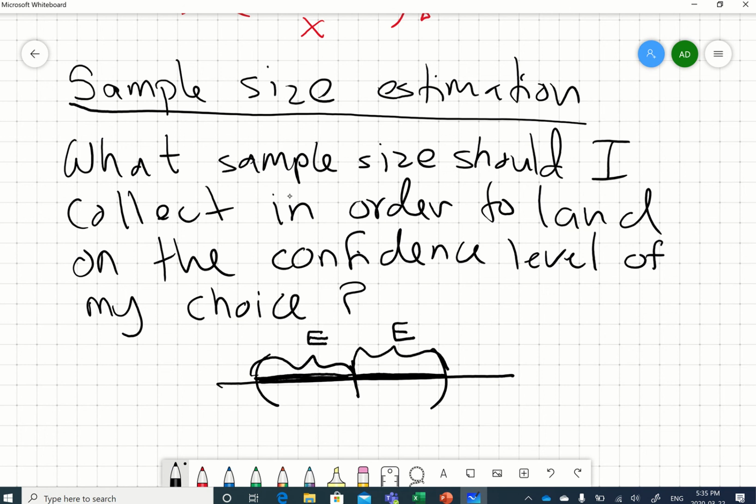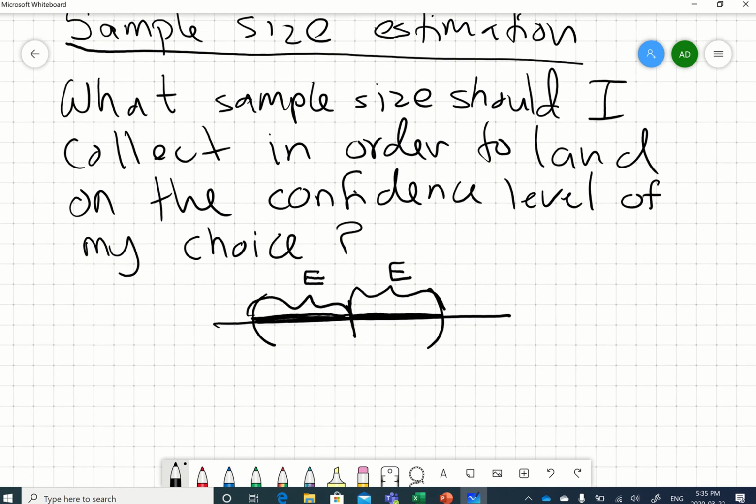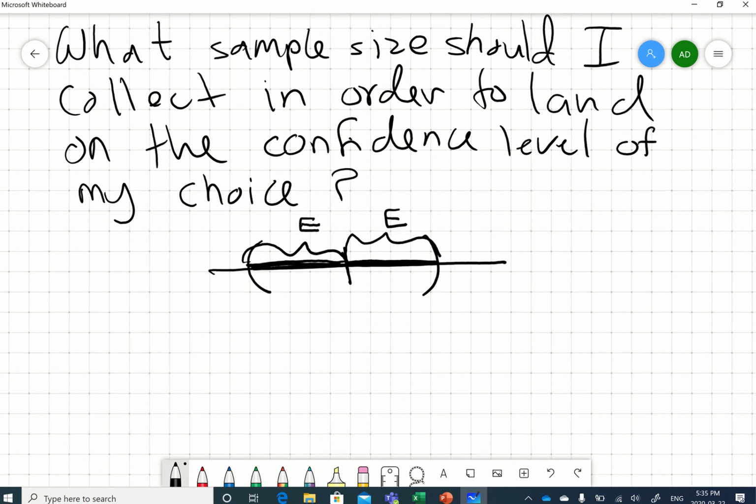So for that, what should be the sample size I have to collect in order to tolerate this much margin of error? What sample size should I collect? That is actually the reverse direction. So far what we have done is we have a given sample, with the given sample mean and the standard deviation.